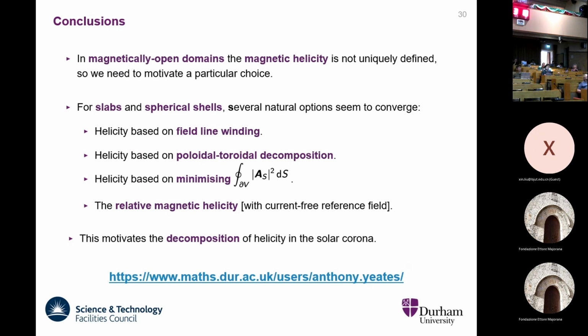And the nice thing is that several of these possible ways of choosing it seem to converge and give you the same answer, at least in the domains that we've considered here. So you can think about field line winding, the poloidal-toroidal decomposition, minimizing the 2 norm of the vector potential, and the relative helicity. So I think we're on reasonably safe ground in using this definition in applications. But as I say, it would be nice to complete the loop and know what the winding actually means in spherical geometry. So I'll stop there.